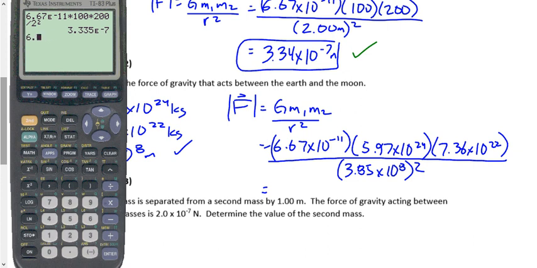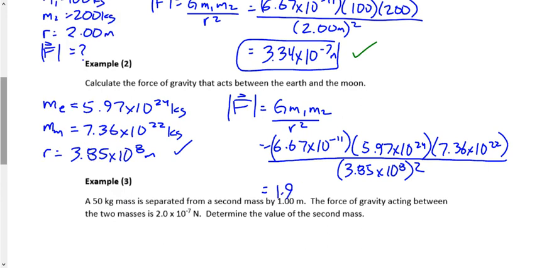Let's say 6.67 times 10 to the negative 11 times 5.97 times 10 to the 24 times 7.36 times 10 to the 22. Now let's divide that by 3.85 times 10 to the 8 and make sure we square that. We get a value here of 1.98 times 10 to the 20 newtons. That's a really big force. Why is it such a big force? Well, if the moon is to stay in orbit around the Earth, the moon is pretty heavy, so it requires a pretty big force.